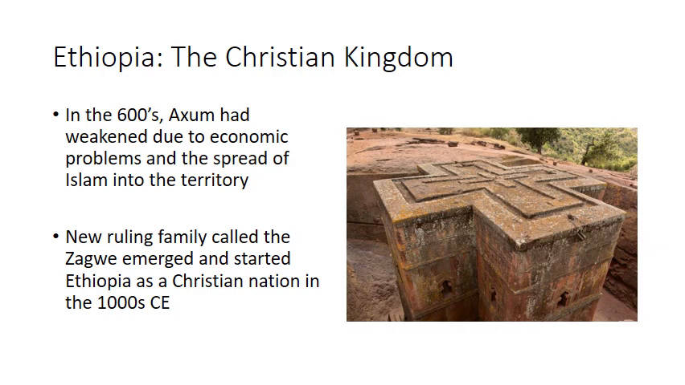In the 600s, Axum had been weakened due to economic problems and the spread of Islam into the territory. The new ruling family, called the Zagwe, emerged and started Ethiopia as a Christian nation in the 1000s CE.